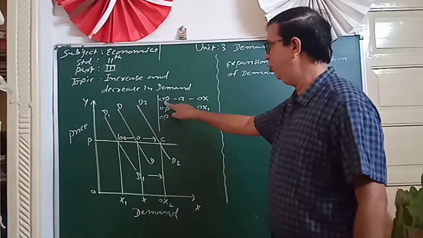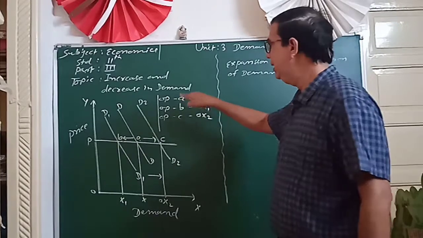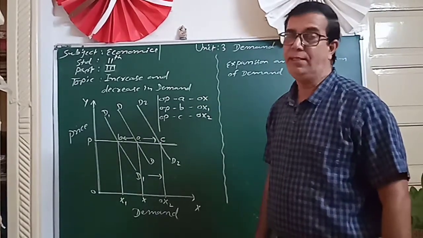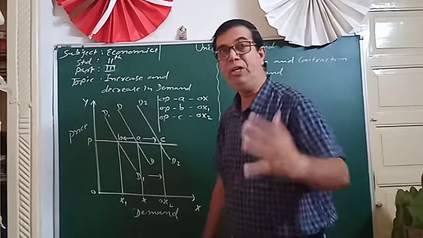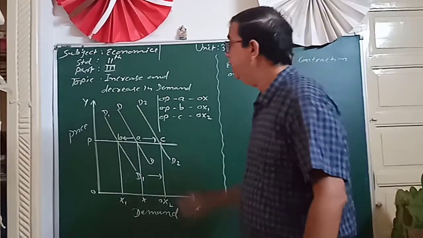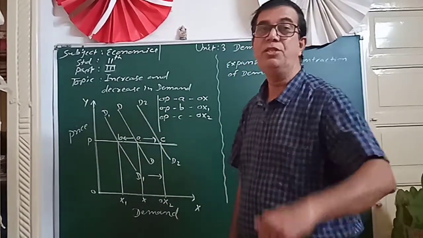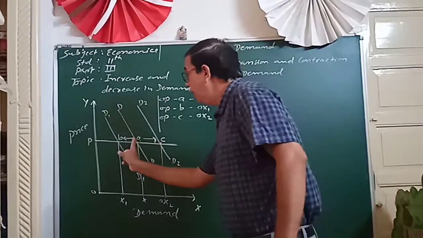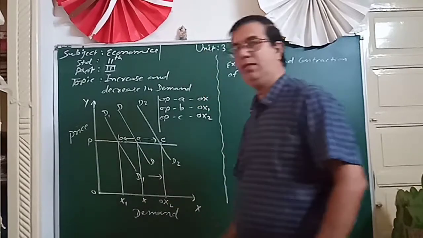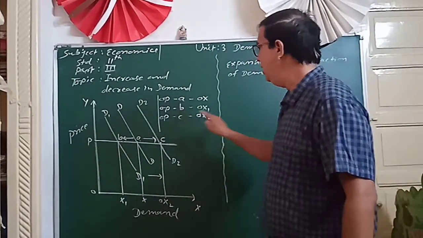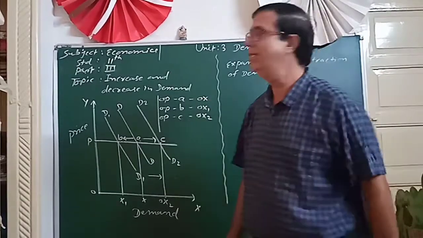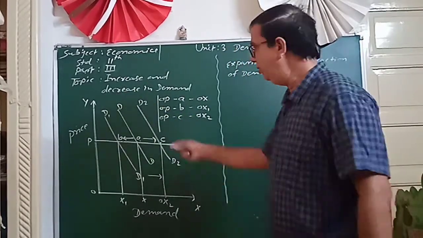This is the example. Earlier the price is OP, equilibrium point is A, demand is OX. This is our original situation. But the price remains constant, and because of other factors demand changes, and the new demand curve moves to the left of the original demand curve, and we get D1. At that time the equilibrium point is B and demand is OX1. OX1 is less than OX. This is known as decrease in demand. Now the other situation.